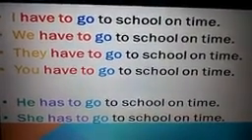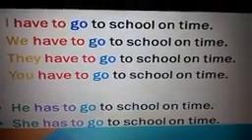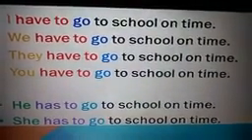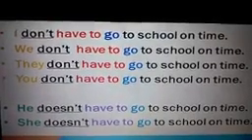Of course, the verb in blue is the same. We have go in all sentences without any additions. Now the negative form. The first 4 sentences use don't, and the next 2 sentences use doesn't. Okay, so we use don't to negate have to with I, we, they, and you, and we use doesn't to negate have to with he, she, and of course it.